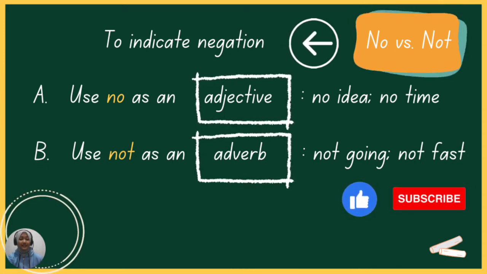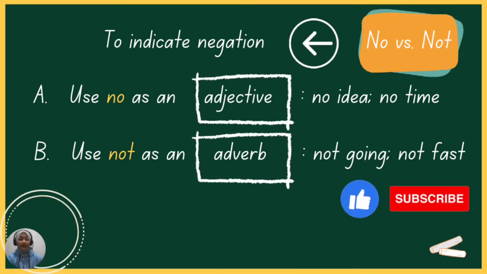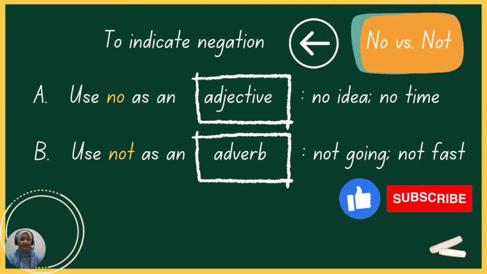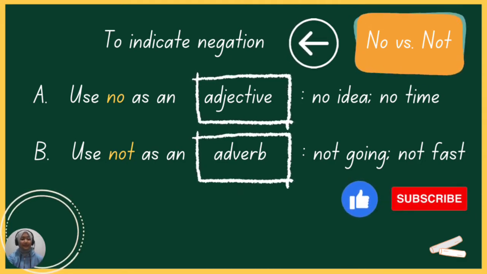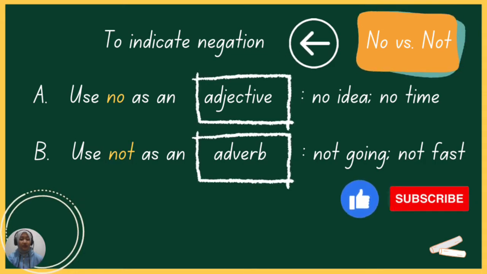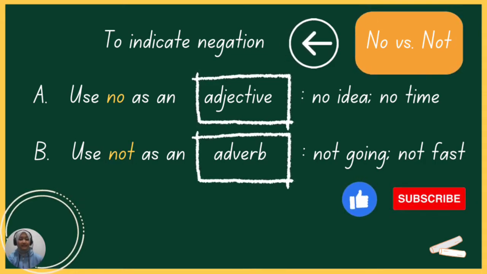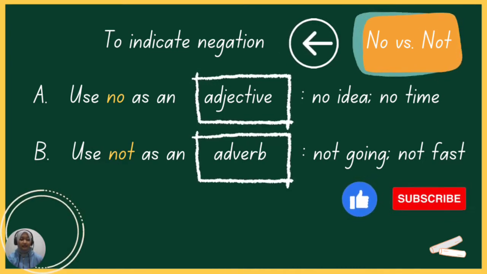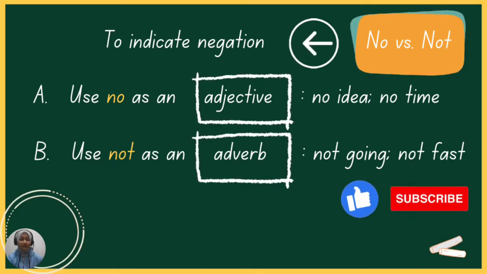No versus not. No and not are used to indicate negation. No dan not menunjukkan penanda negatif. Ini dia aturannya. This is the rule that we have. A. Use no as an adjective. Kita gunakan no sebagai kata sifat. Jadi karena fungsinya sebagai kata sifat, dia akan salah satunya untuk menjelaskan kata benda. Dia akan muncul sebelum kata benda di sini. Seperti no idea, no time.